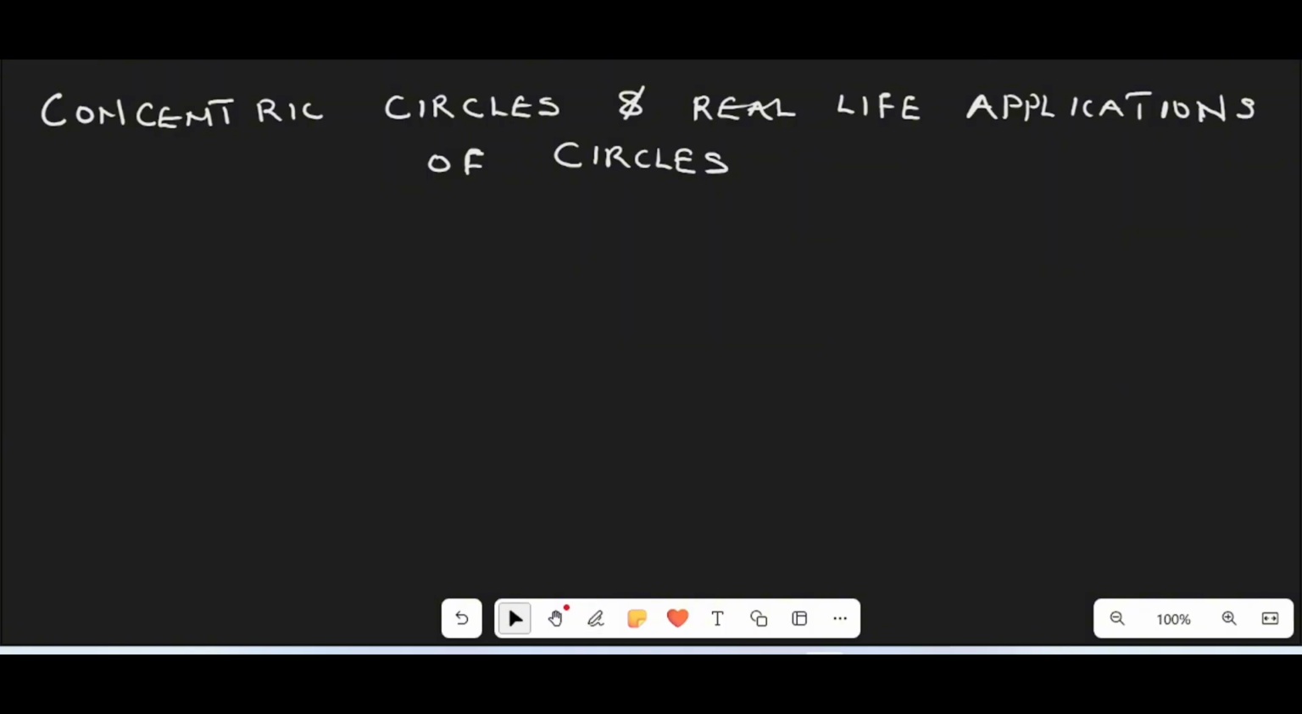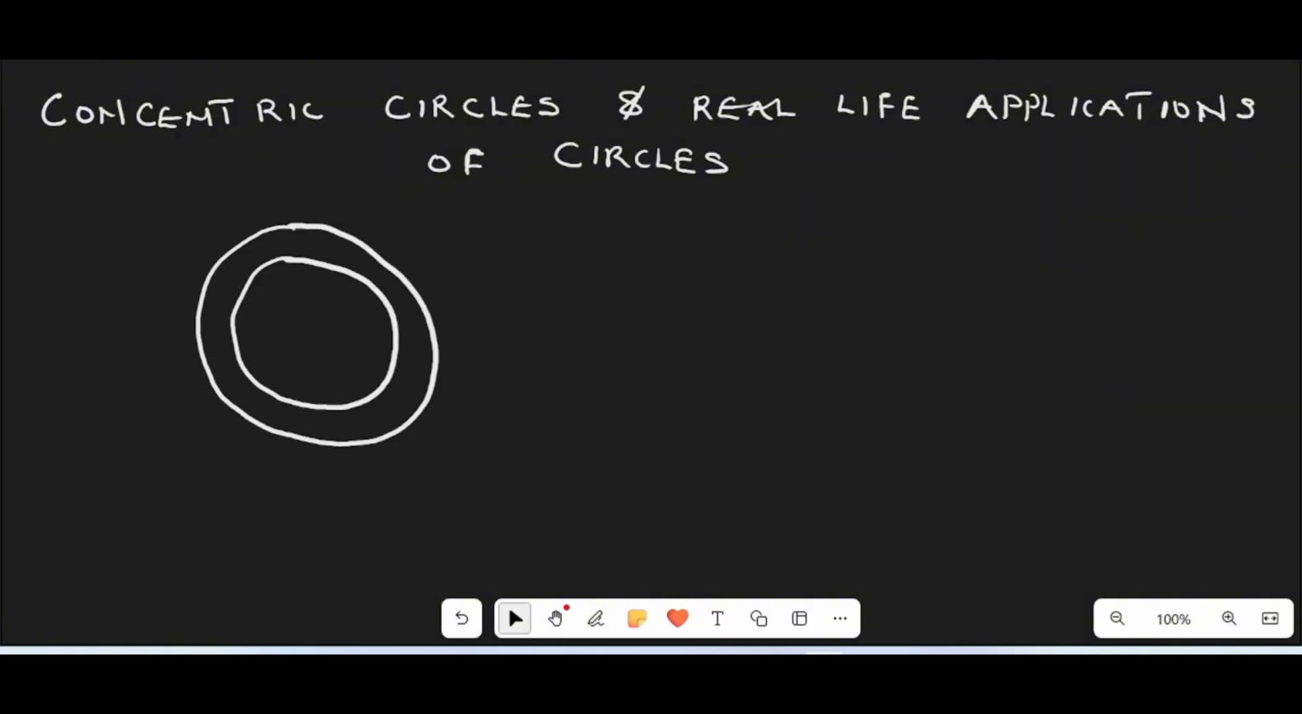What are concentric circles? Concentric circles are two or more circles that share the same center but have different radii. Think of them as circles in circles with one common point. Properties of concentric circles: they have the same center but different radii. We can see that the center of this circle is this point. Both this outer circle and inner circle have a common center.